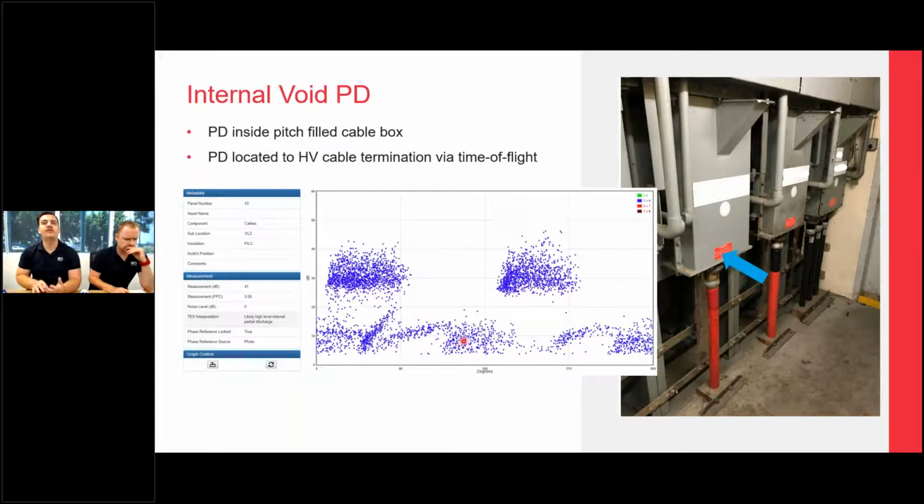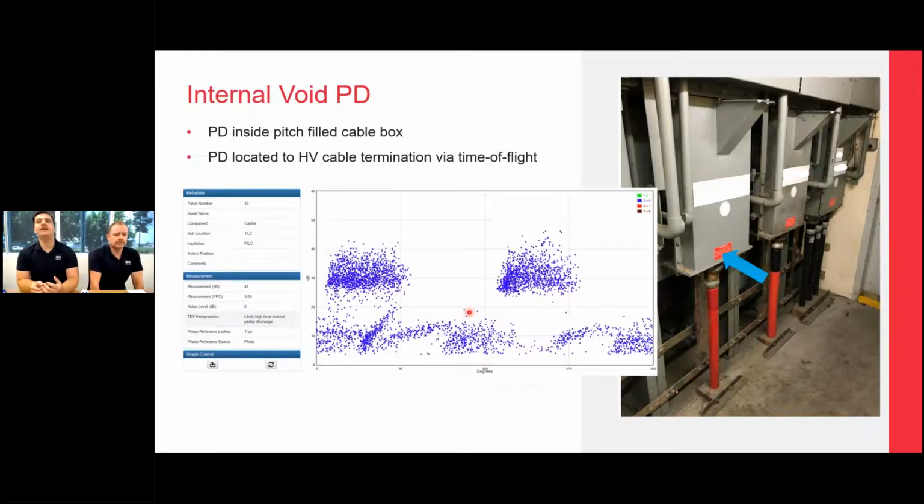And we can tell that due to the separation of these patterns across the 360 degrees of the sine wave. So we determined it came from a single cable box and it was a high level source. The really interesting thing about this particular PD source is we determined that it was an internal void type, so it came from a defect.